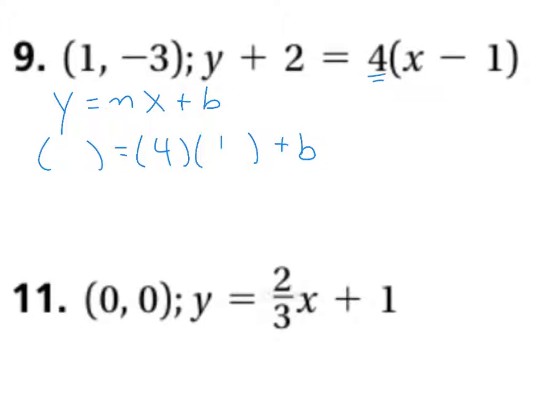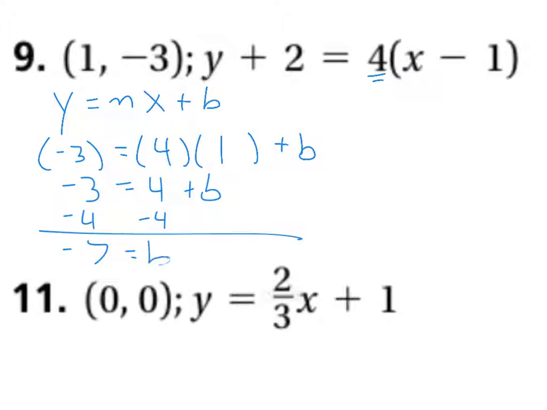And where we have x, we're going to put 1, because the x-coordinate of the point that we have to go through is 1. And they used a y-coordinate of -3. So we simplify this to -3 equals 4 times 1, which is 4, plus b. Subtracting the 4, we get -7 is equal to b.